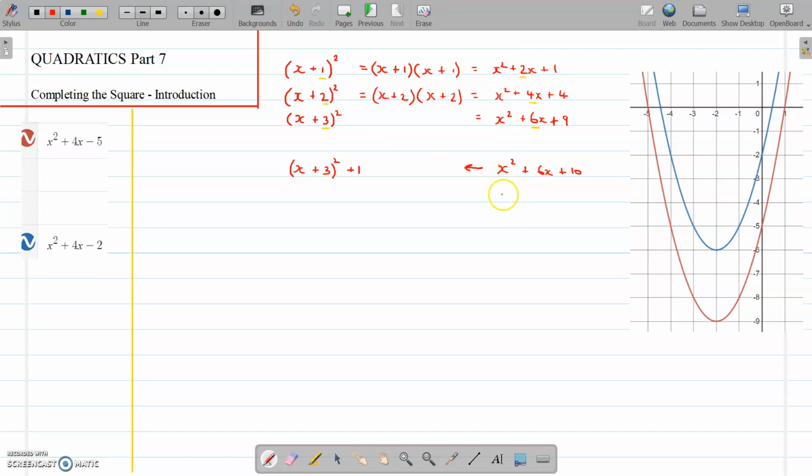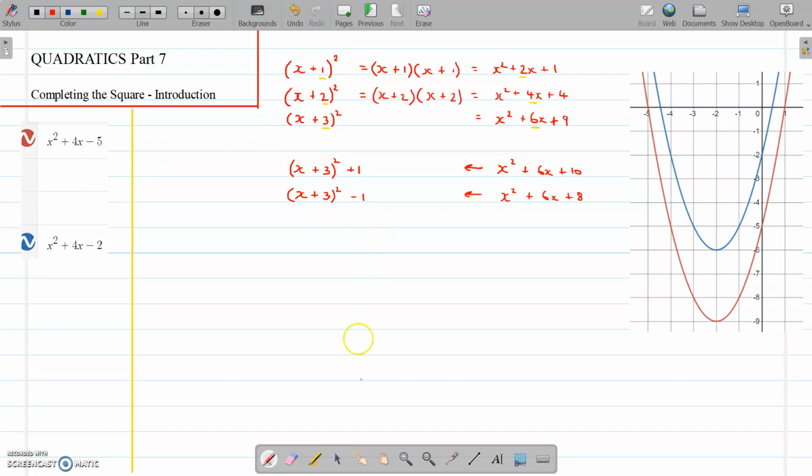Okay, so had this been, just for one more example, x squared plus 6x plus 8, and I wanted to complete the square, then I would know to go back to x plus 3 all squared, but this time I would have to subtract 1 to keep it correct. So that's an introduction to what the connection is between completing the square and the perfect square. So how does it apply to these examples here?